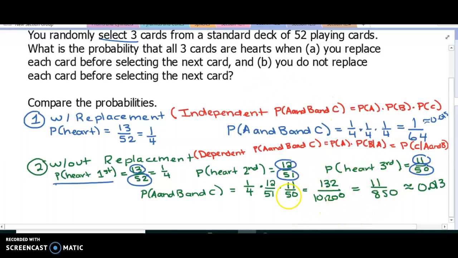Okay, so when I multiply all those together, I get 0.013, which is less than if we replace it. Both are very, very small, but less when we don't replace it.